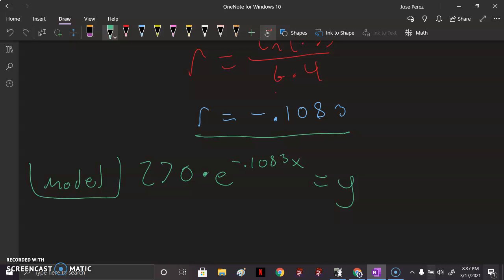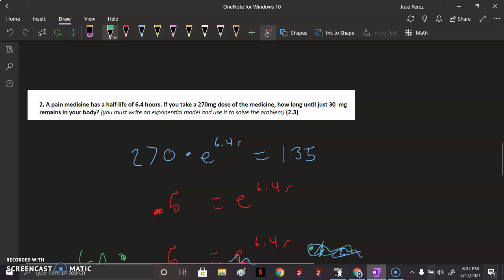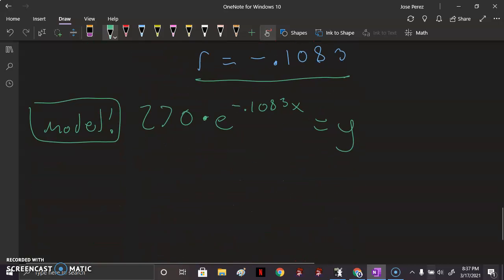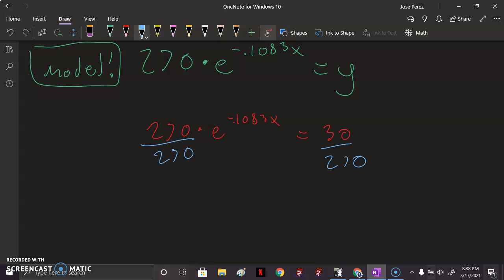And the main question is: how long until just 30 milligrams remain in your body? So let us solve this. So we're going to put 270 times e to the negative 0.1083x is equal to 30 milligrams. So what we can do is divide by 270 on both sides.